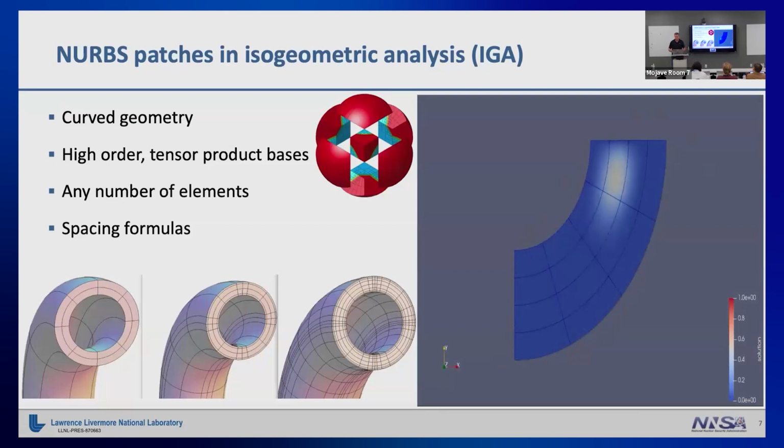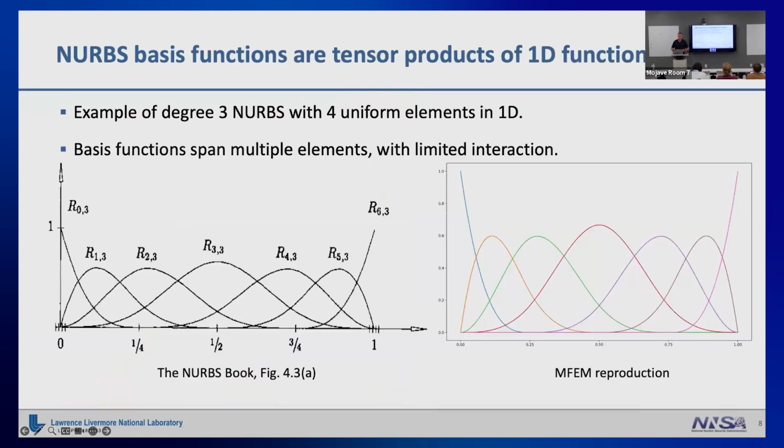They have overlap. That can span multiple elements too. So they're tensor products, so they come from 1D basis functions. Here's a particular example where we have order 3 polynomials on 4 elements. So the elements are defined by knots, and here they're uniformly spaced.